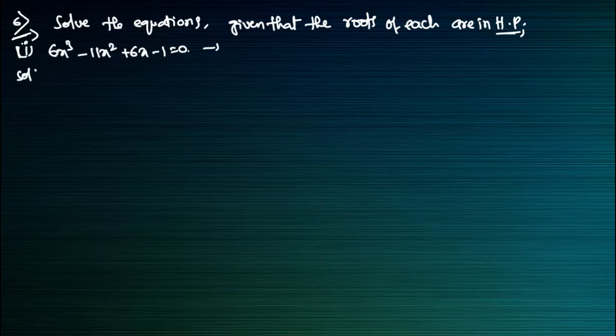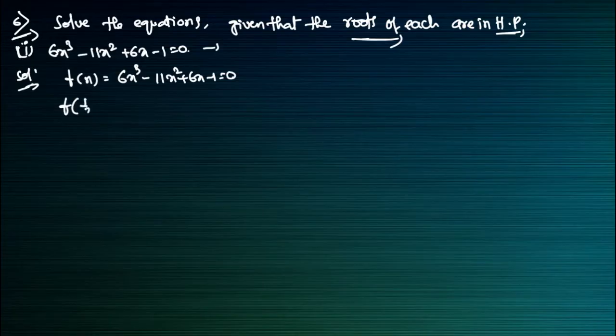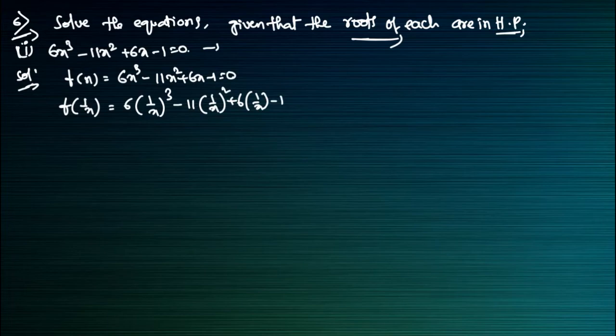Okay, solution here. Given 6x cube minus 11x square plus 6x minus 1 is equal to 0. So I will take this as f of x. Now he is saying that the roots are each in the HP, so I will take f of 1 by x, which is 6 into (1 by x) whole cube minus 11 into (1 by x) whole square plus 6 into 1 by x minus 1.